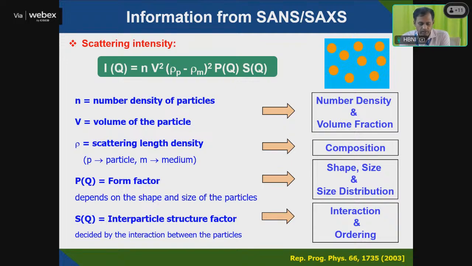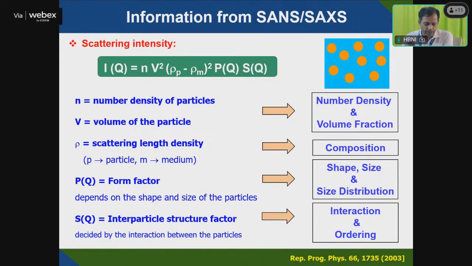In general, the information you will get, if you see the equation, is that the scattering intensity I(Q) is nothing but N times V squared, where N is the number density of the particles and V is the volume of the particle, times Δρ squared, where ρ_p is the scattering length density of the particle minus the scattering length density of the medium or solvent, times P(Q) and S(Q).